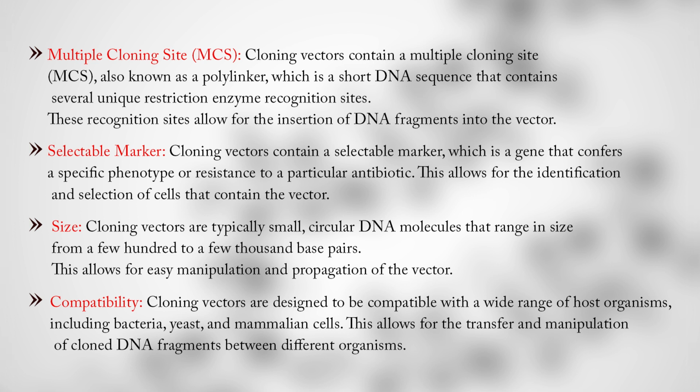Then you see the multiple cloning site, which is also called the polylinker site. Why is it a polylinker site? Because it is a kind of short DNA sequence which contains recognition sites for several unique restriction enzymes. These recognition sites allow the restriction enzyme to identify them, and when the restriction enzyme recognizes the site, it will cleave there, and that will open the vector DNA molecule so that the new DNA can be inserted into the vector DNA, and this is how we can even say it is a linking site.